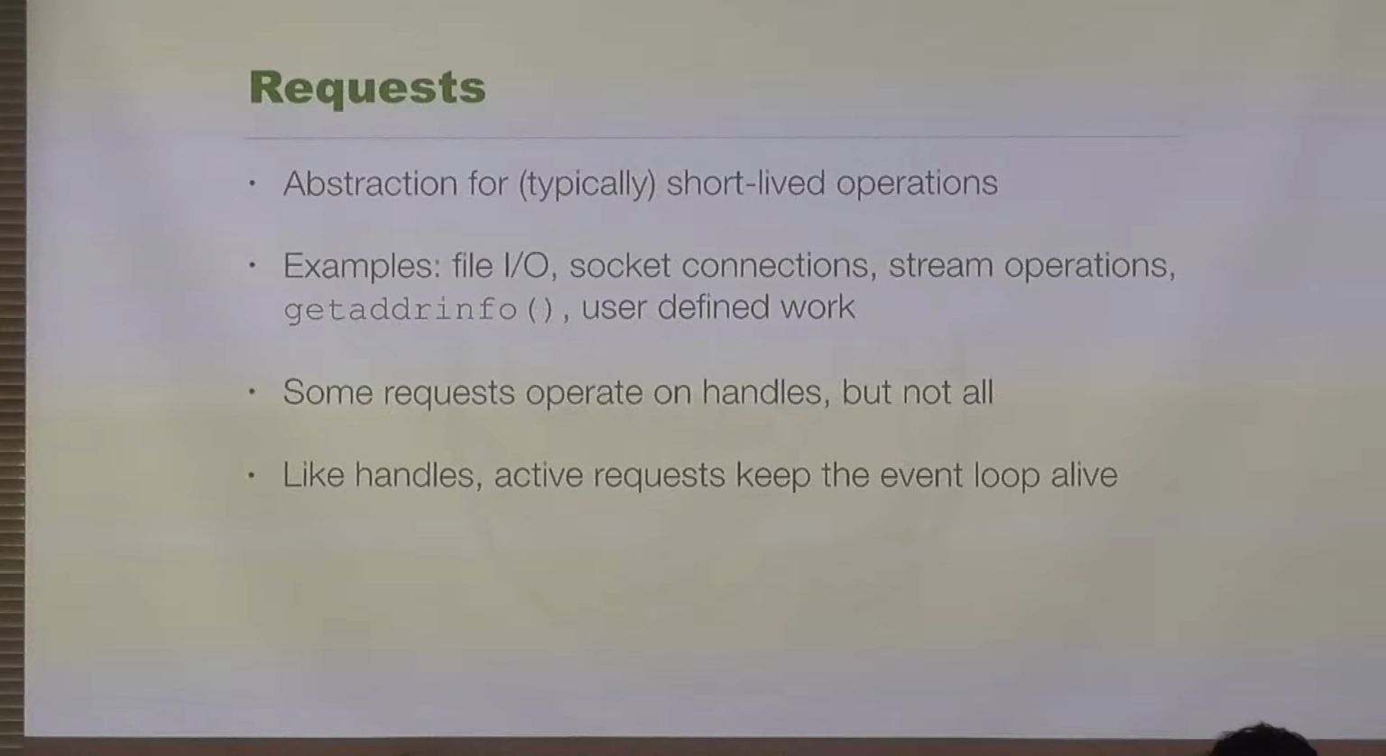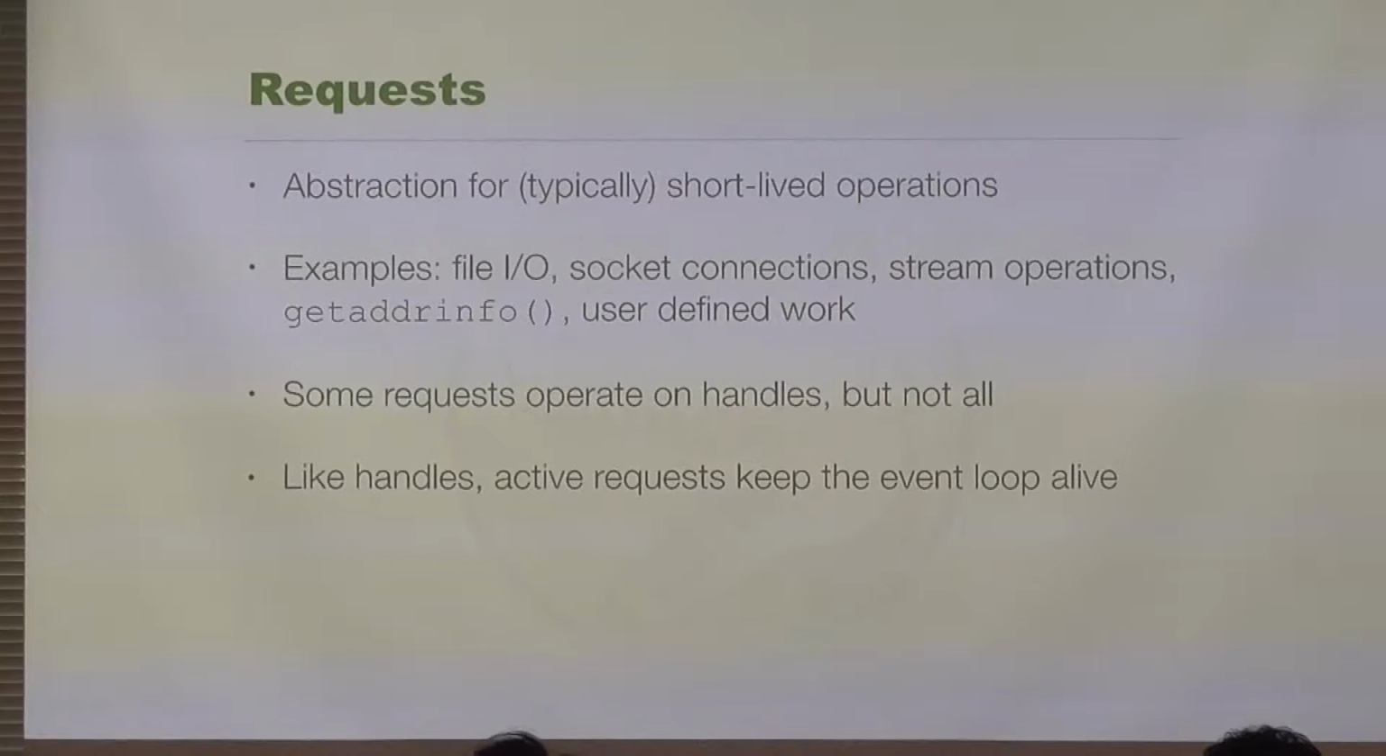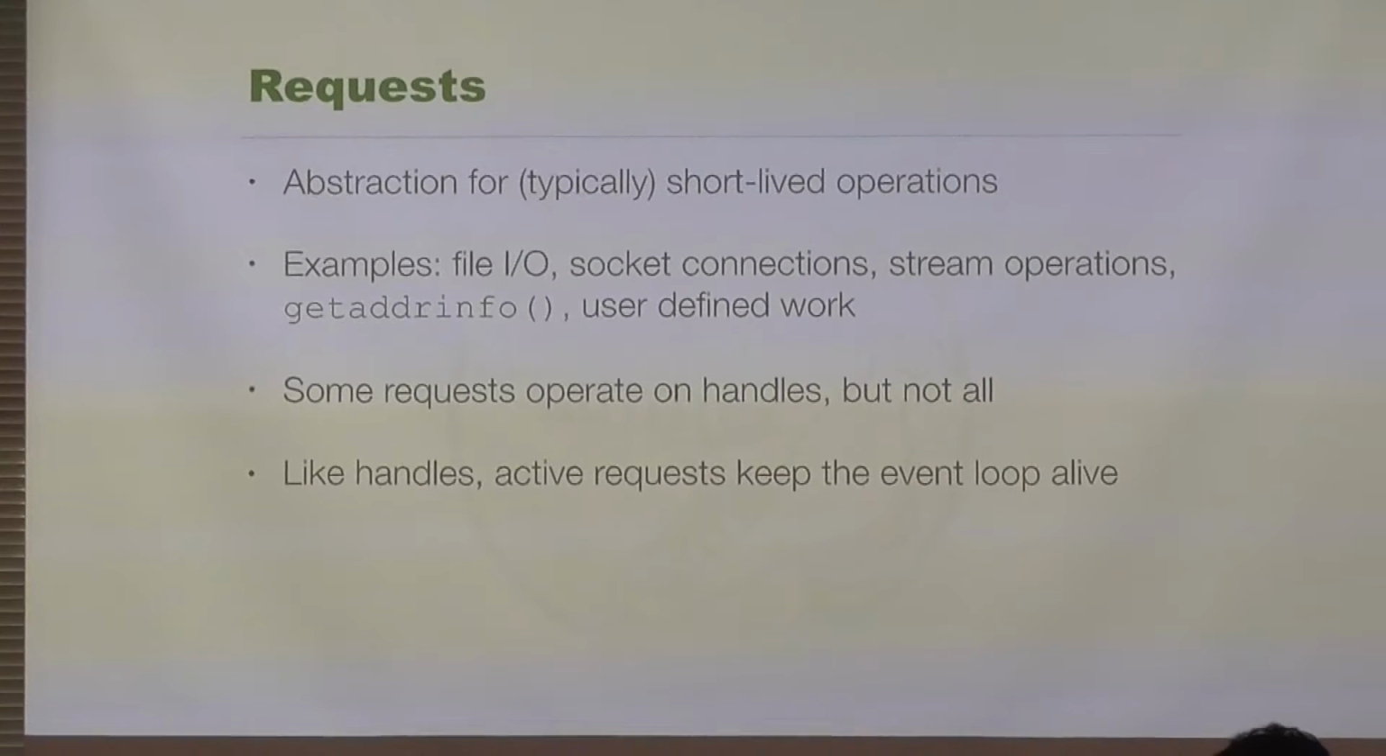So along with handles, there are requests. I like to think of requests as functions or methods, where I like to think of handles more as objects, if you want an object-oriented kind of comparison. And the reason that requests can be compared to functions or methods is because sometimes they act on a handle and other times they just are their own thing. So examples of these are going to be socket connections, file I/O, DNS lookups, and then any user-defined work that I previously mentioned. Like I said, some of these operate on handles, but not all of them do.